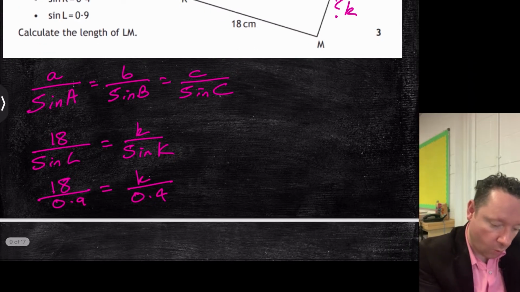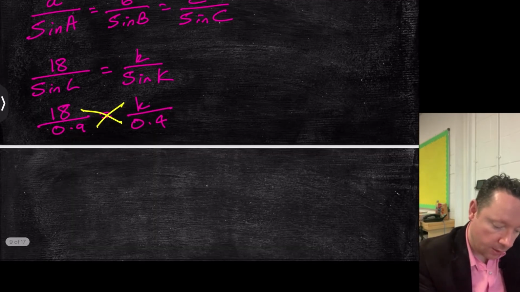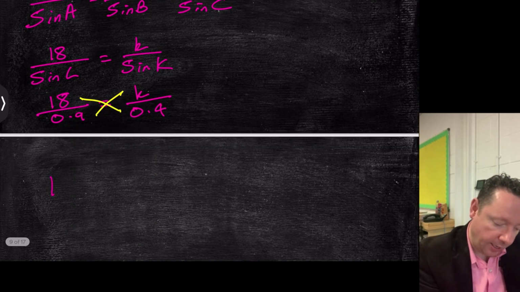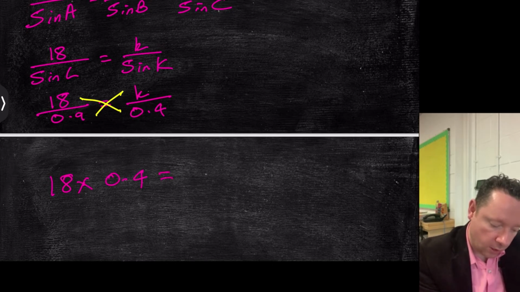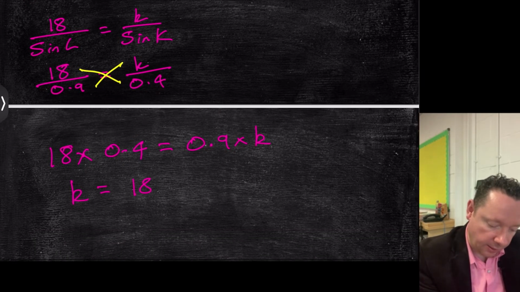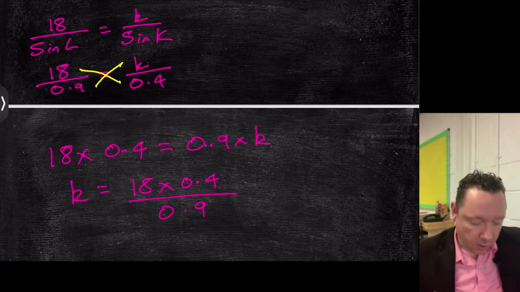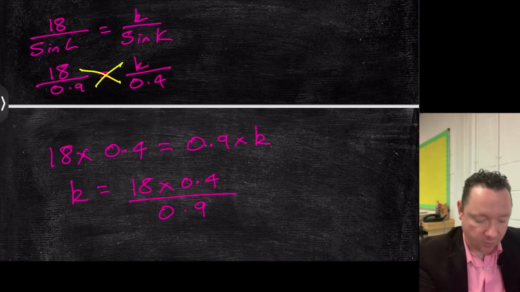Rearrange it in the normal way. So it's top times bottom equals top times bottom. So what does that give us? It gives us 18 times 0.4 equals 0.9 times K. So that means that rearranging that, K is 18 times 0.4 divided by 0.9. And now it's a non-calculator job. So we need to do 18 divided by 0.9.